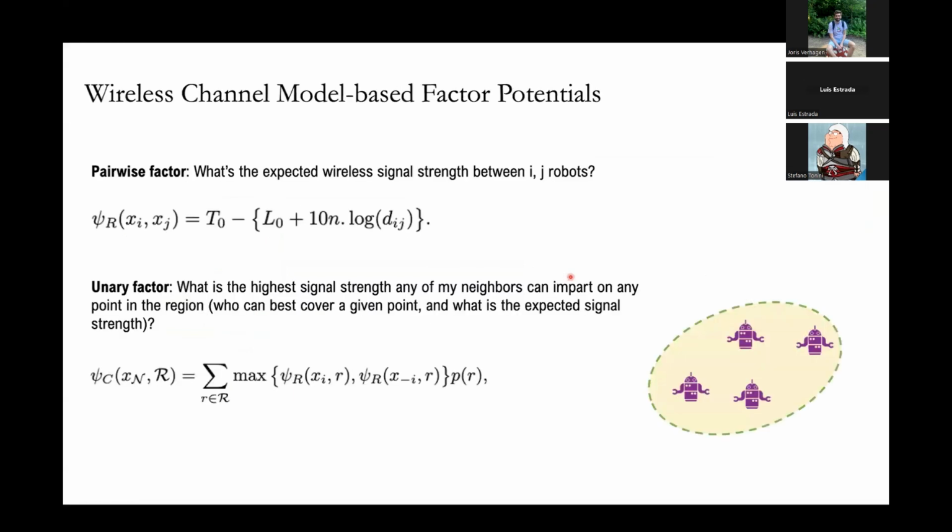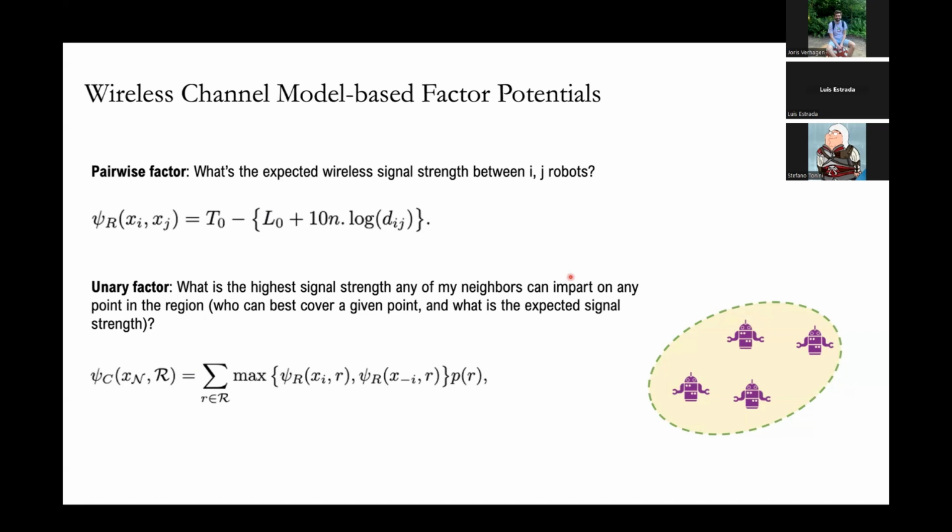So how did we do that in this communication problem? We looked into the wireless communication literature, and then we found that there's a function, we call it psi r, that we can use to calculate the expected received signal strength between any 2 points in the environment. Here T naught and L naught are based on your network conditions. And we use that as the pairwise factor, because if we can calculate the signal strength between any 2 robots in the UAV swarm, then if we maximize that, we can maximize the bandwidth.